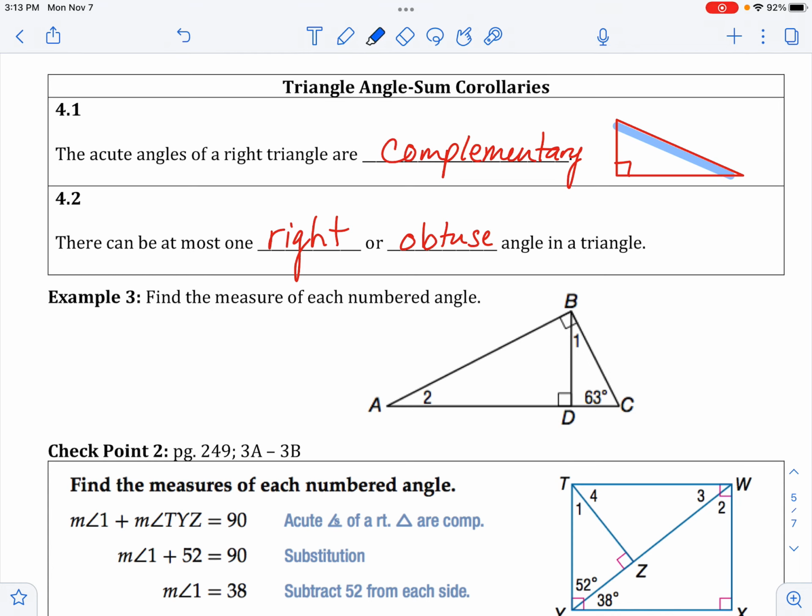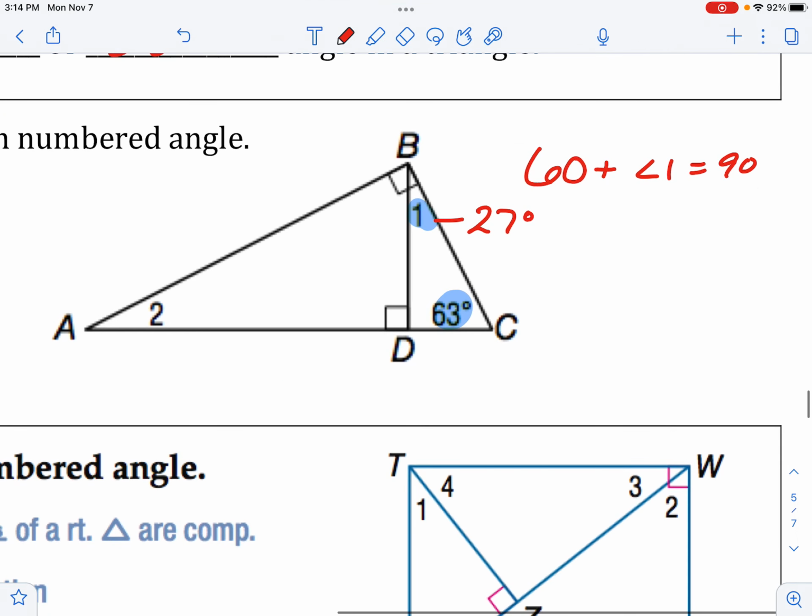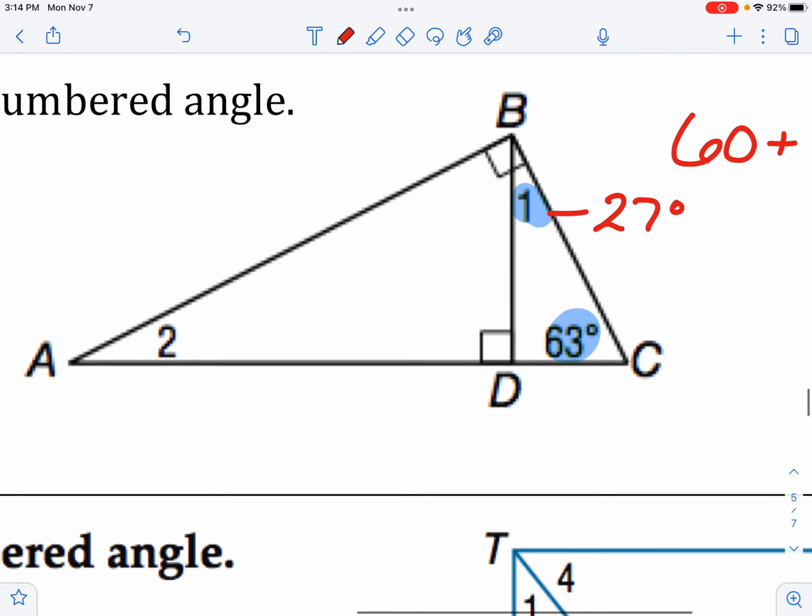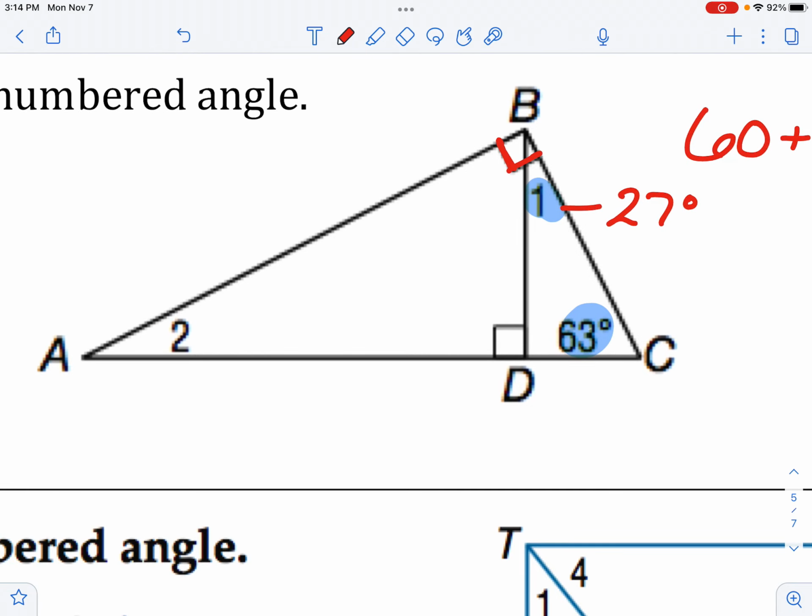Okay. Using the 4.1 theorem, these two angles in my right triangle should be complementary. So 60 plus angle 1 should get me 90, which means that that should be 27 degrees. Okay, now if that's 27 degrees, I've got a right angle, I've got 27 degrees. What is the other part of that 90? That should be 63 as well, because 63 plus 27 makes that 90-degree angle at B.